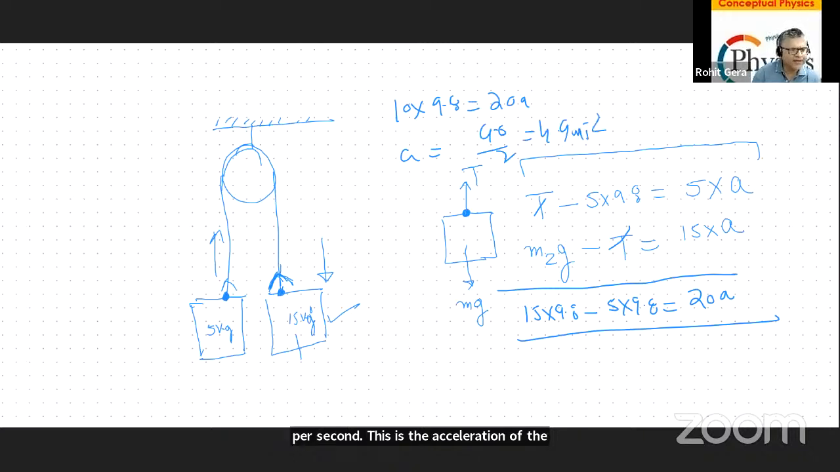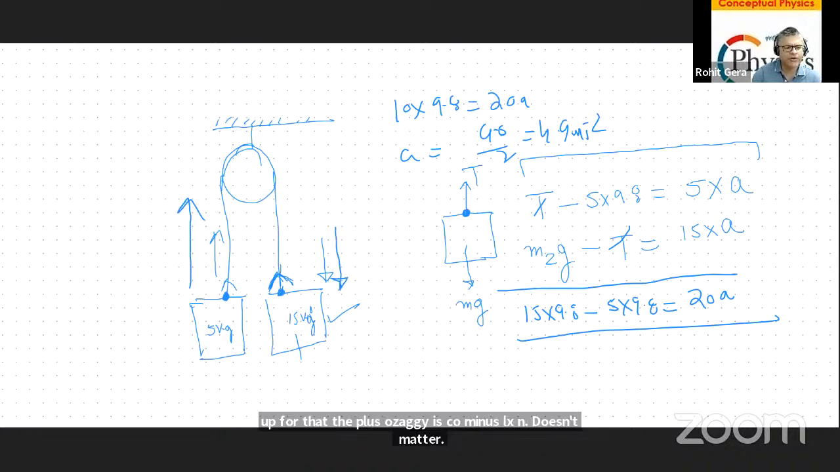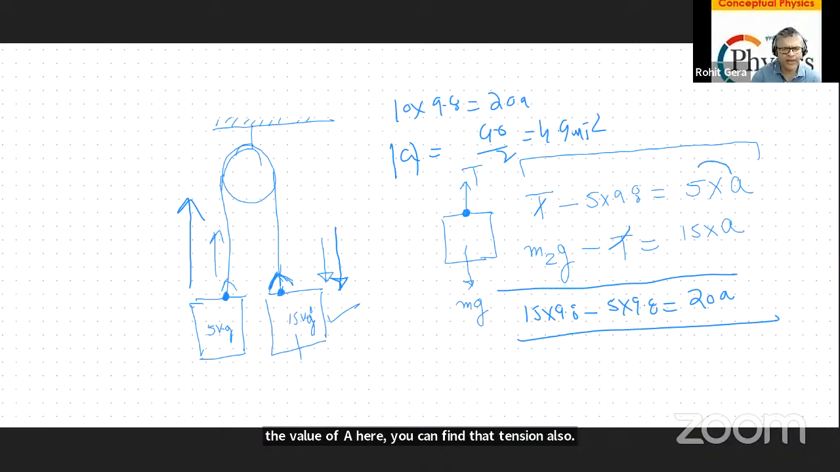Obviously upward, so it will be plus, you can write it as minus, doesn't matter. But we are worried about magnitude right now. If you put back the value of A here, you can find the tension also. So tension is going to be 5 into A plus 5 into 9.8, is equal to 5 into whatever you're getting here, 4.9, and another 5 into 9.8. So this will become around 24.5 and this will become another 49, approximately whatever comes. You can add these two. So that is your tension in the string.